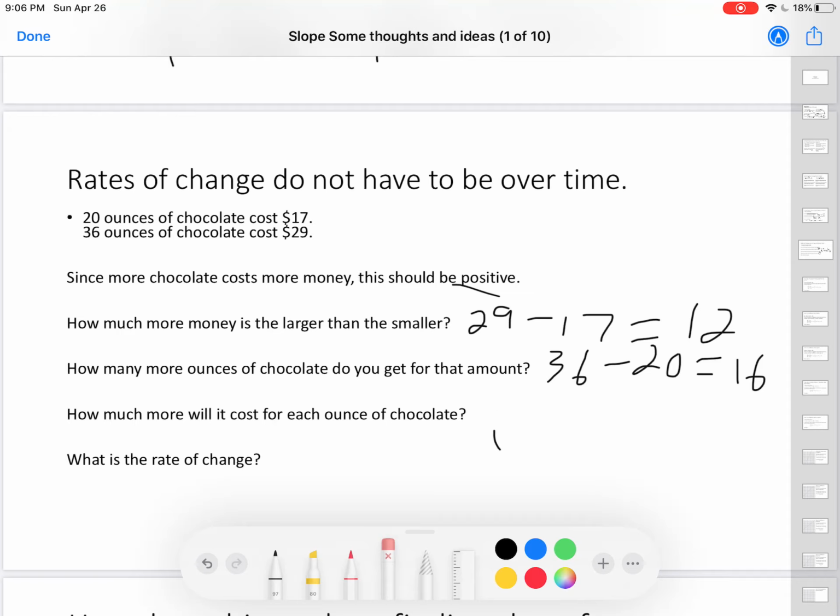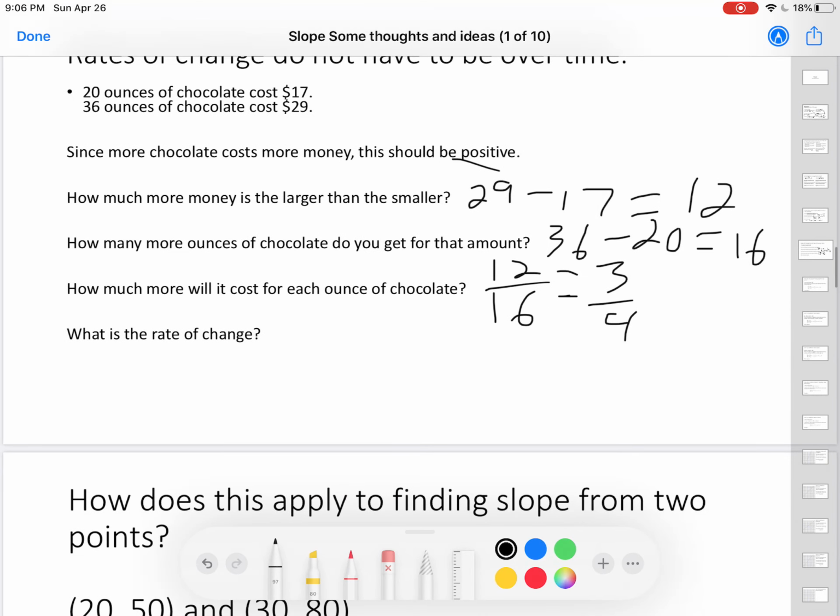Nope, that's backwards. We want to do 12 divided by 16. 12 divided by 16 doesn't come out evenly, but we can simplify it, and that turns into 3/4. Always simplify your fractions. What was the rate of change? Well, it's money. What's 3/4 of a dollar?